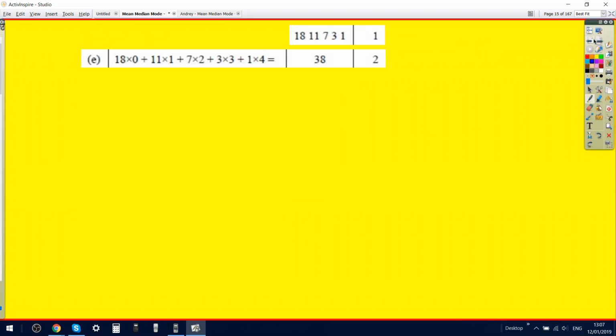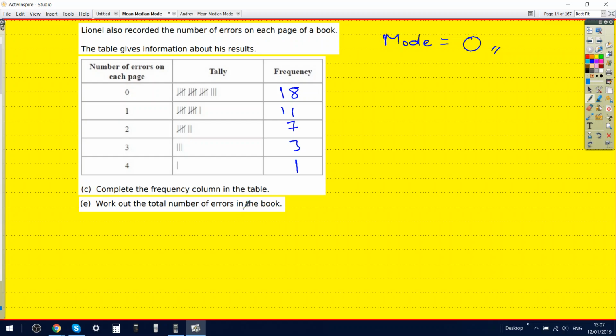Okay. Total number of errors in the book. 3, 6, 10. 10 errors. So that's just the category. Wait, I'm really confused. So you tried adding up all the categories. Lots of people try adding up all the frequencies.